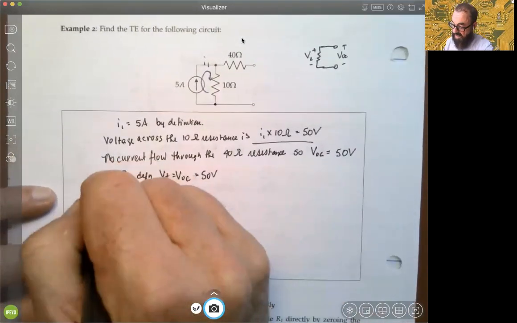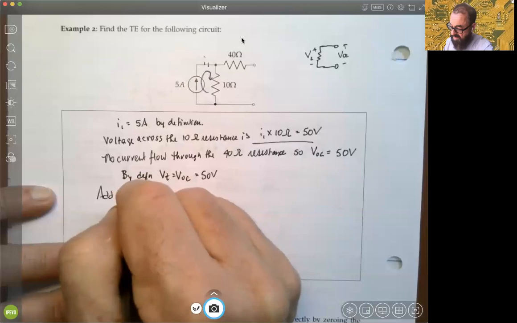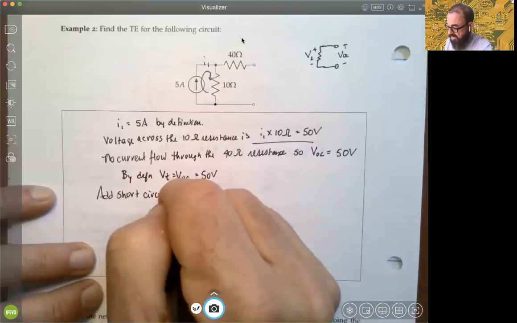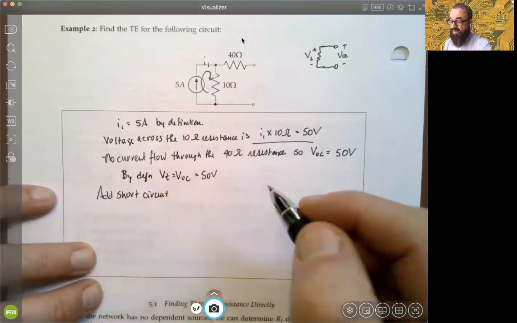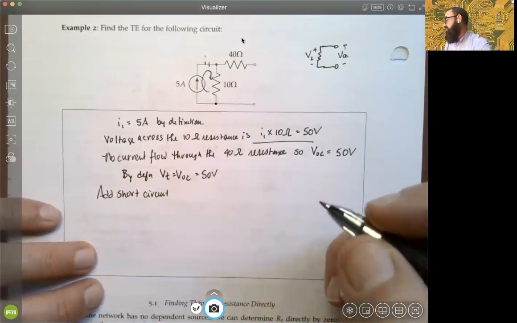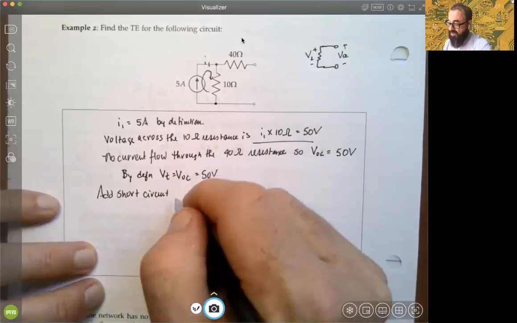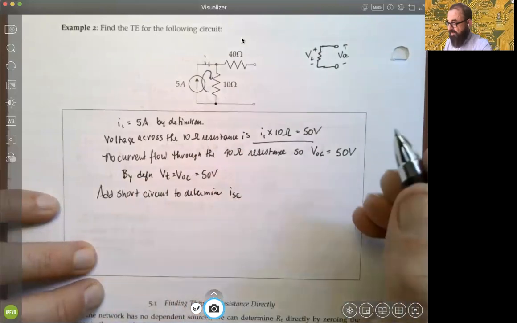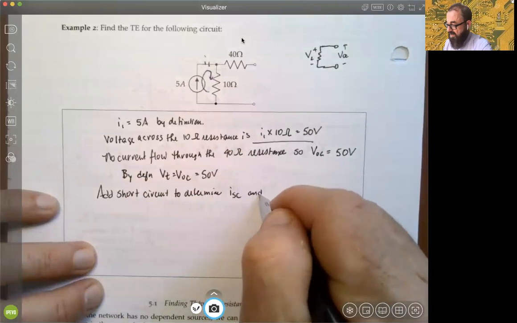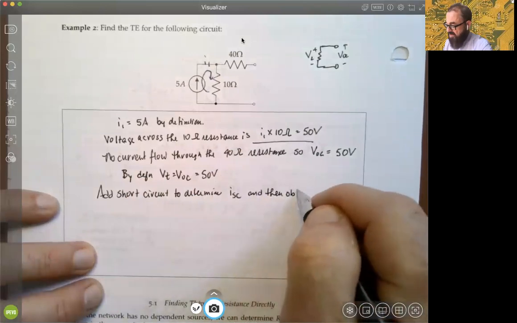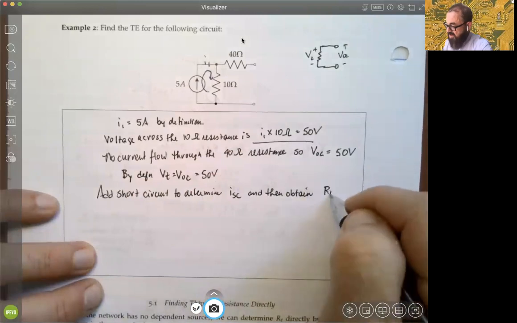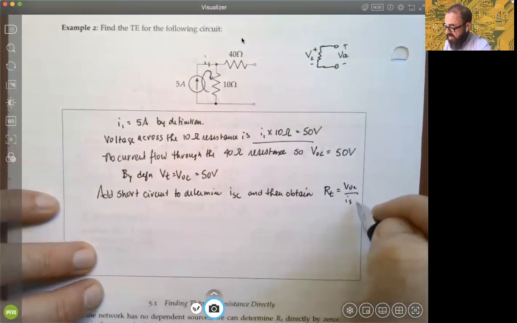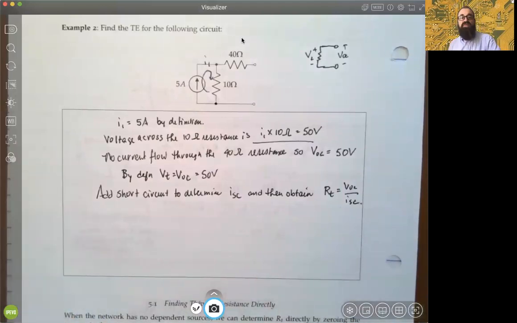So what we'll do is add the short circuit. Okay. And with our goal of seeing if we can figure out how to determine, let's say, add a short to determine I sub SC, and then obtain R sub T as the ratio, okay? So it's good to have the strategy. That's our technique we're using right now to get these equivalents. Again, right? So let's do that.